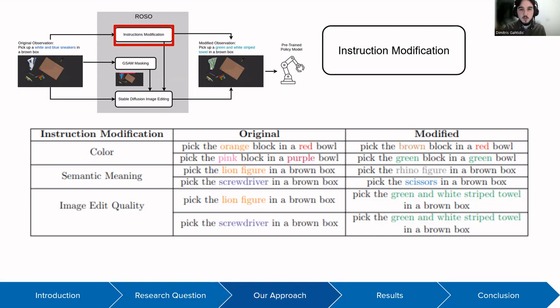We can alter the initial language instruction based on the semantic meaning. For example, if you look at the third row here, the lion figure is replaced with a rhino figure. These are both animals, and screwdriver is replaced with scissors. These are both tools. Semantic meaning is preserved. And finally, we can replace the initial object with a new object which we know empirically Stable Diffusion has a very easy time inpainting. We do this because if Stable Diffusion has a very easy time inpainting this object, then it leads to higher fidelity inpainting and a greater success rate.